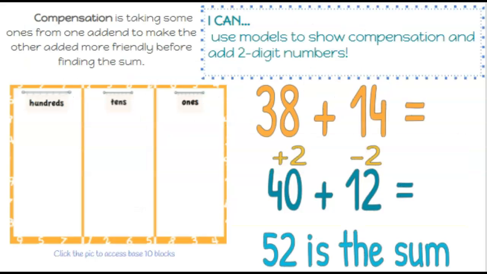So compensation is when you take your add-ins and you take some ones from one of the add-ins and place them with the other add-in to make a more friendly number. And then you can go ahead and either use mental math or counting on strategies, skip counting. There's lots of ways to do this. So we are going to do some practice first with some models, and then of course just using compensation.